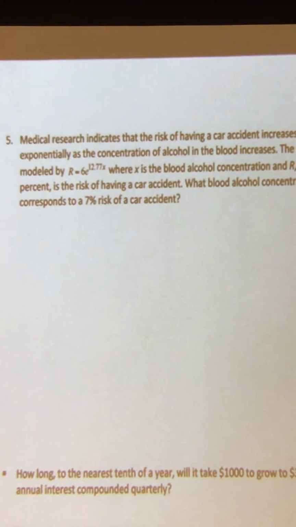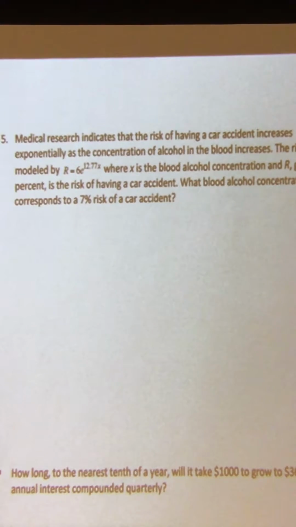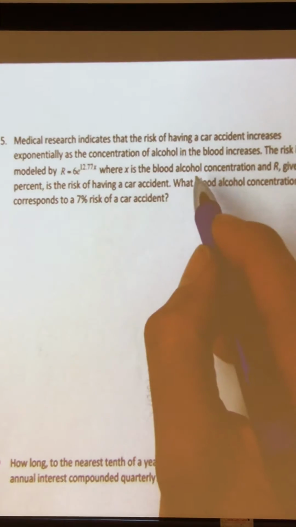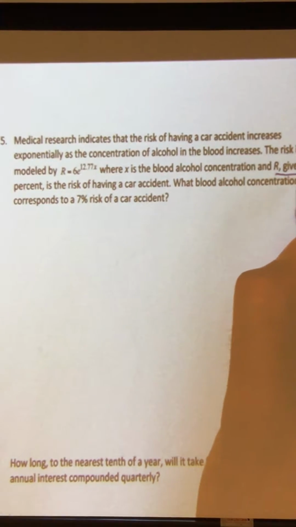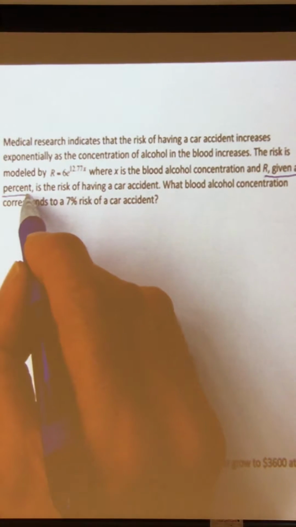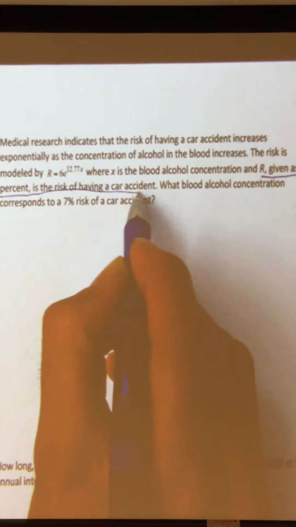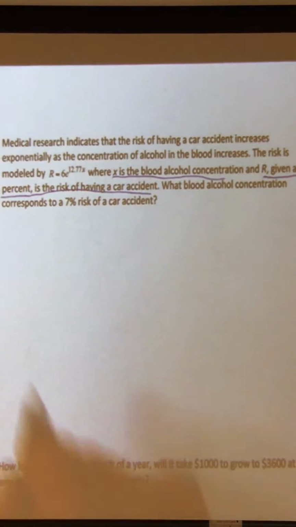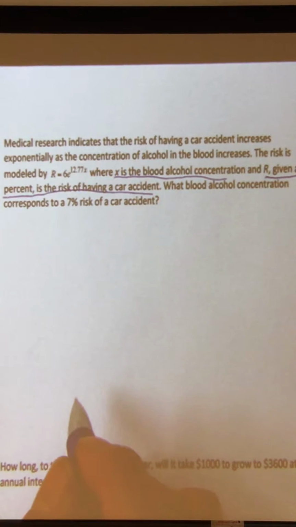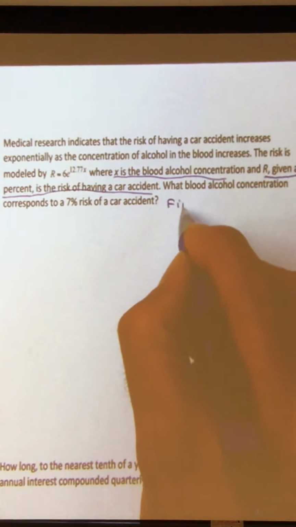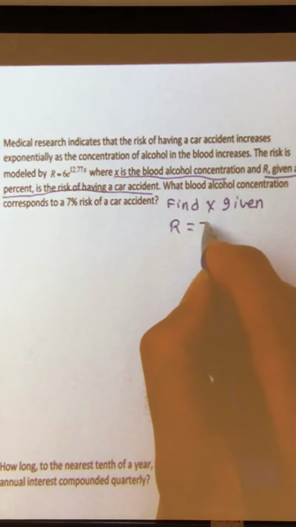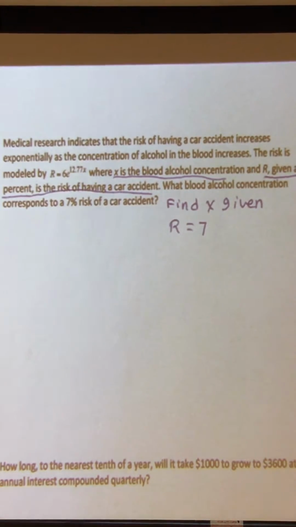Problem 5a. We have an exponential function in this application problem, and r given as a percent is the risk of having a car accident. And x is going to be the blood alcohol concentration. Okay. So we are asked to find what blood alcohol concentration. So find x given that the percent r is 7, or 7%. So find the blood alcohol concentration that gives the risk of 7%.